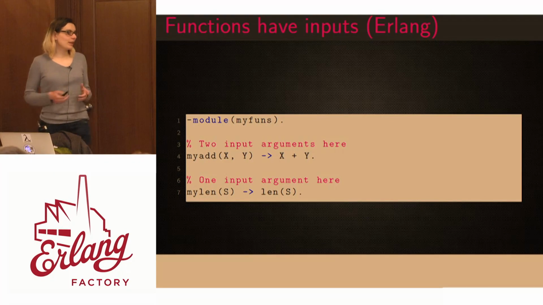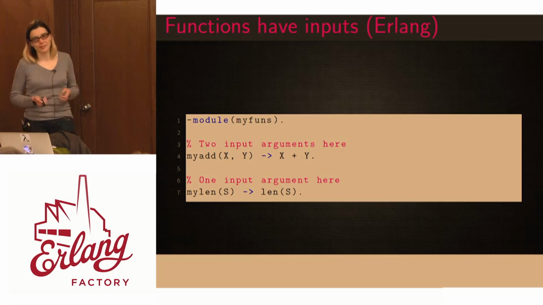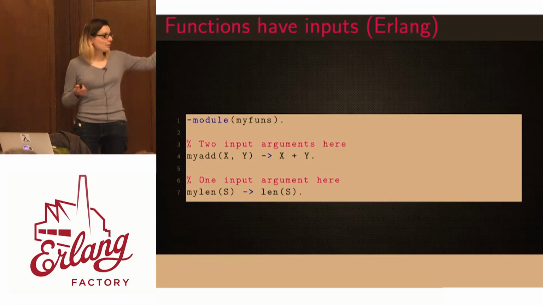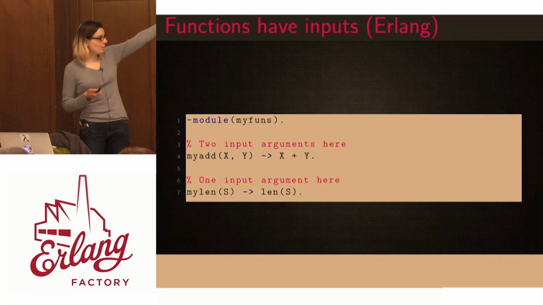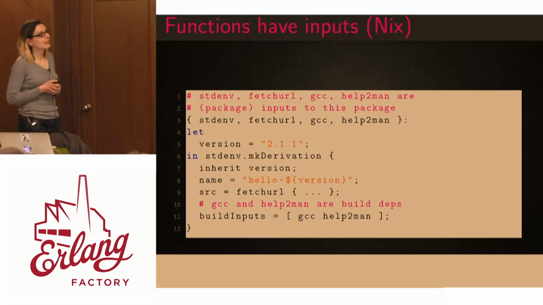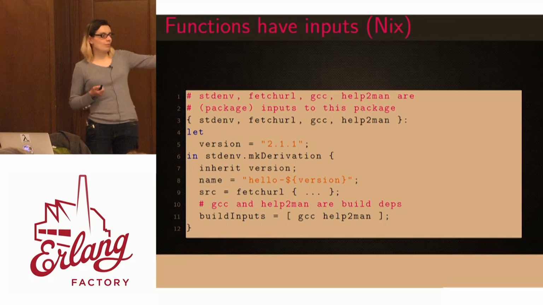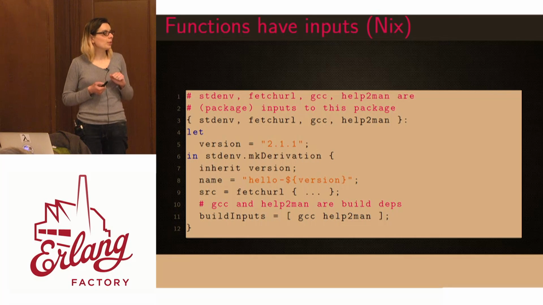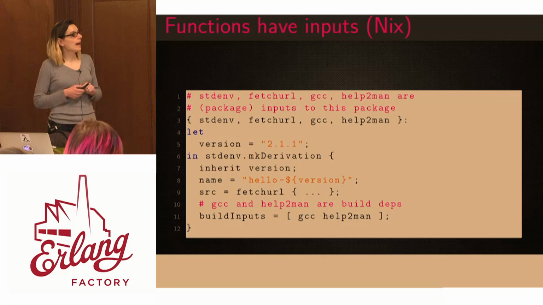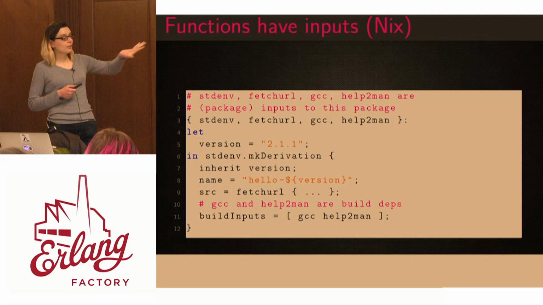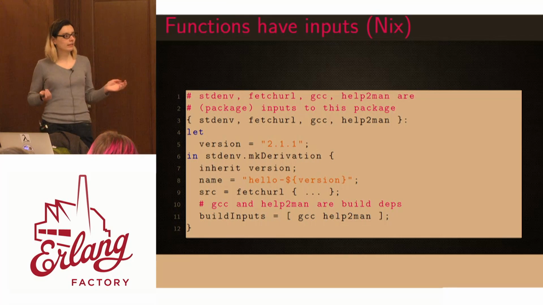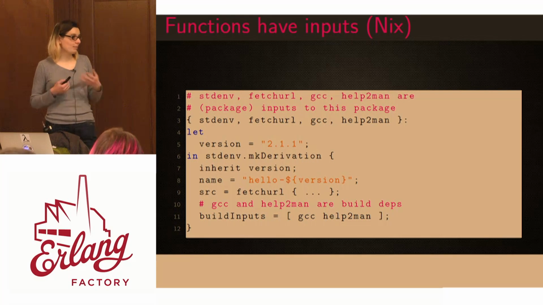So in Erlang, we have functions. They have inputs, right? This is nothing controversial. We have an arity of 2 at the top, and an arity of 1. And in Nix, we define inputs for the package. So this is a particular package definition, and we've specified 4 inputs: the standard env, fetchurl, GCC, and help2man for this particular package.